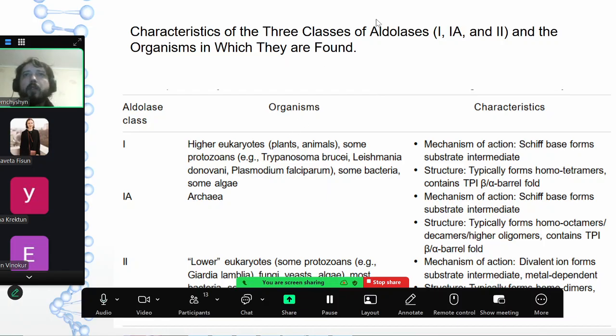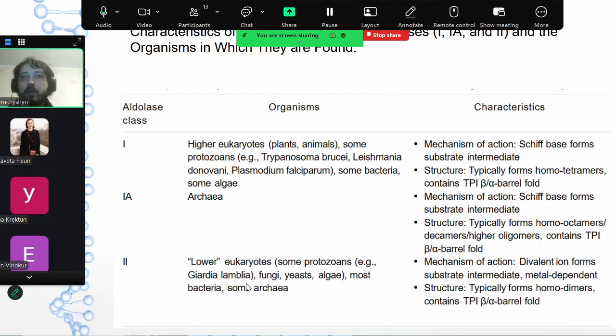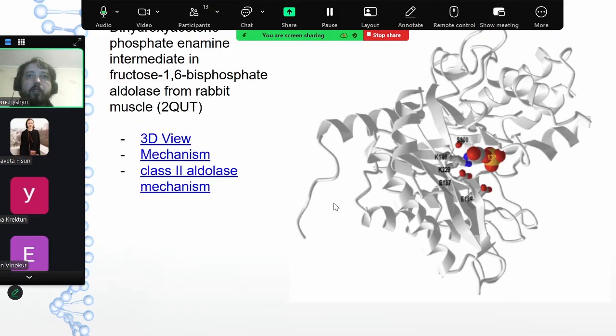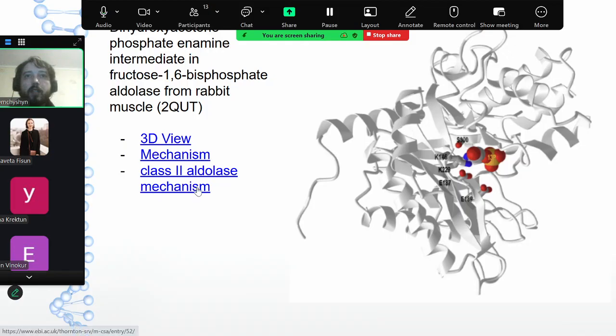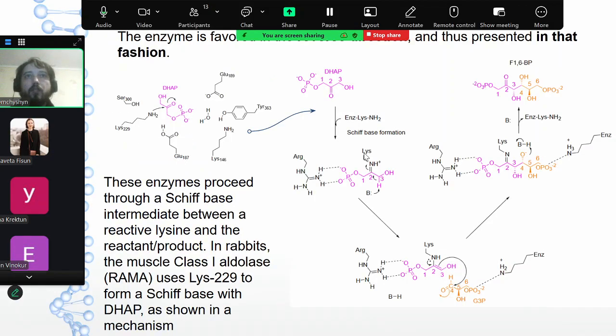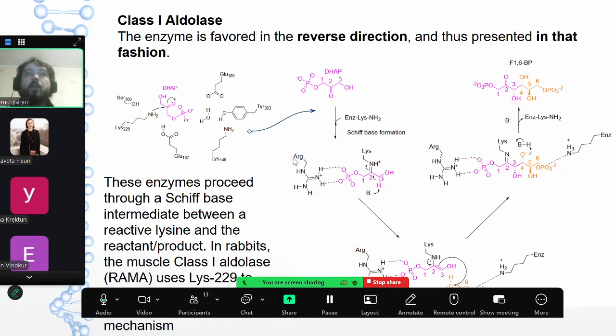Here is a small table. There are a few different classes of aldolases. I'm not getting into detail, so here you see some characteristics like mechanism of action, something about structure. Here you have this nice view of the molecule, and once again some links that you can use, and here is the mechanism, how it's going.